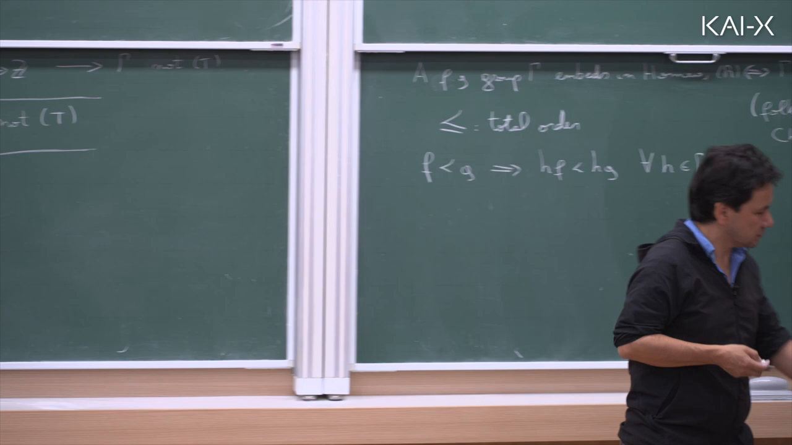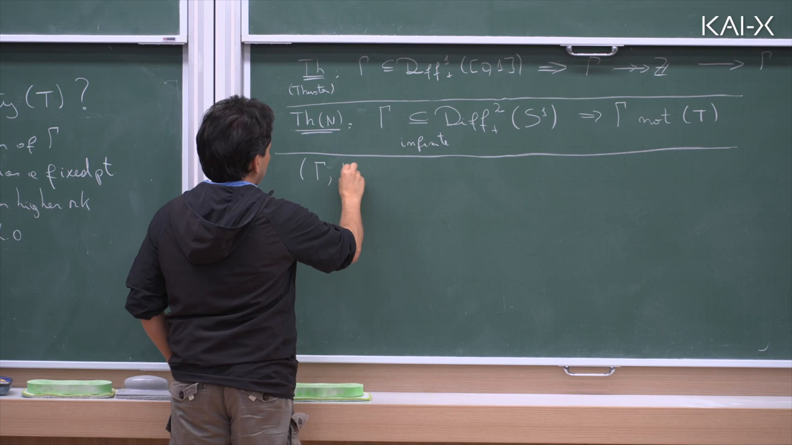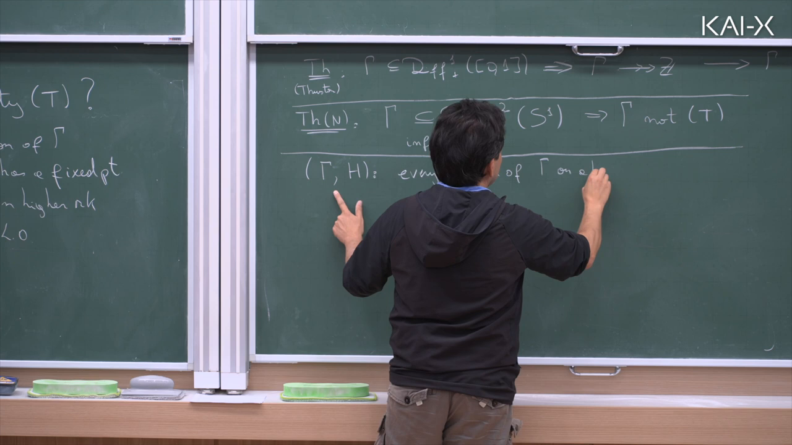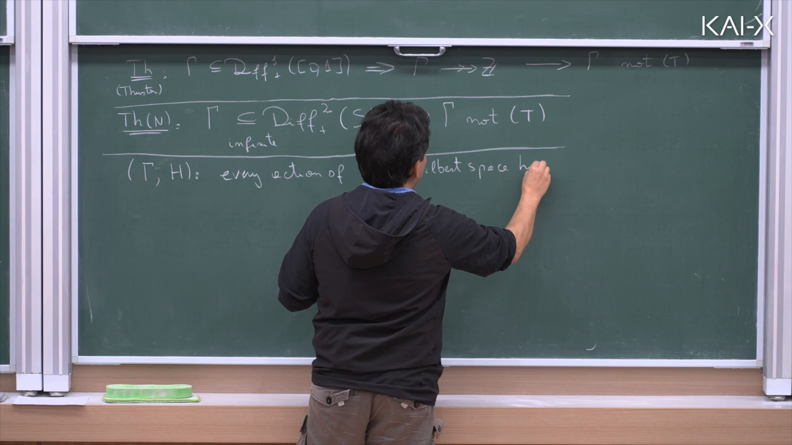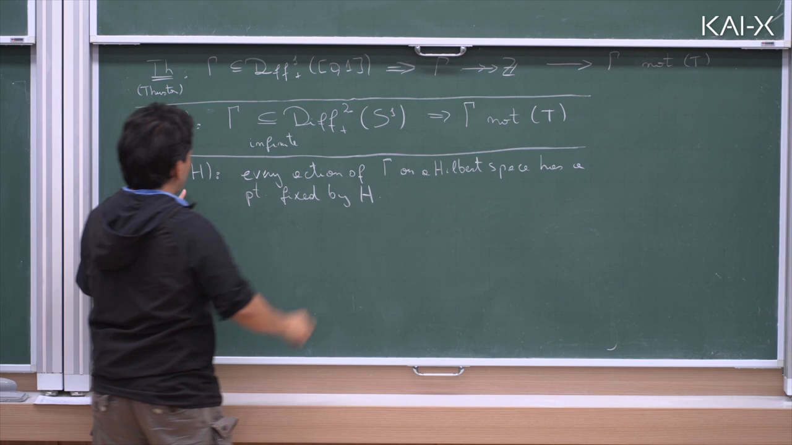It has what is called the relative property T. So the relative property T means that there is a group Gamma and a subgroup H such that every action of Gamma on a Hilbert space has a point, or a vector, fixed by the smaller subgroup. So having property T is the same as having relative property T for H equal to Gamma. Okay.